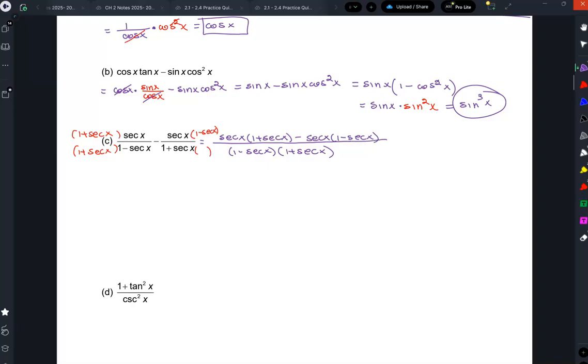Take a minute and just write down some work, right? Okay, so this is equal to, now when I distribute, secant x plus secant squared x minus secant x plus secant squared x, all over, what happens if I multiply this?